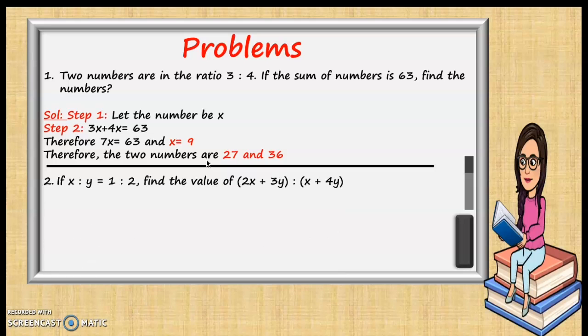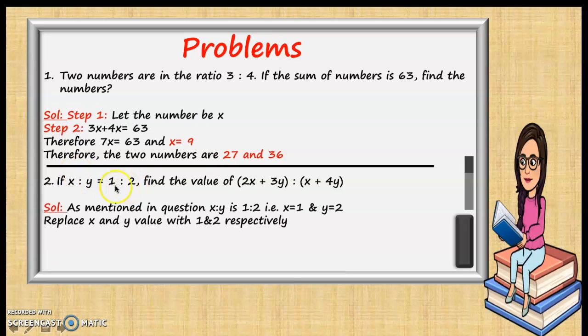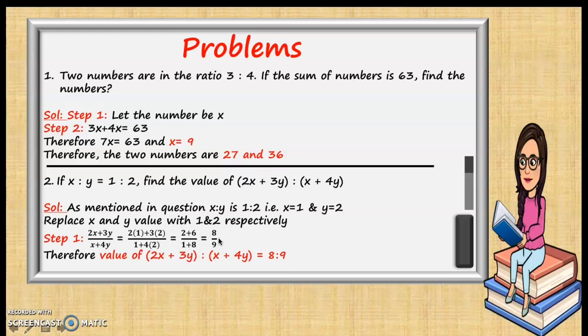Second problem, if x is to y is equal to 1 is to 2, find the value of 2x plus 3y is to x plus 4y. Simple. They have already given x is to y is 1 is to 2. That means x equals 1 and y equals 2. All that you have to do is replace your x and y with the provided numbers. So in place of x you're going to put 1, and in place of y you're going to put 2, and simplify. On further simplification we find out the ratio is 8:9. That means the value of this particular ratio is 8:9.